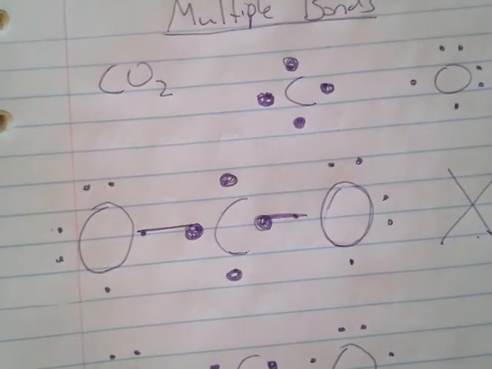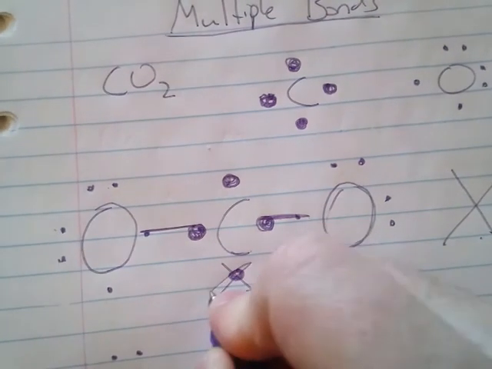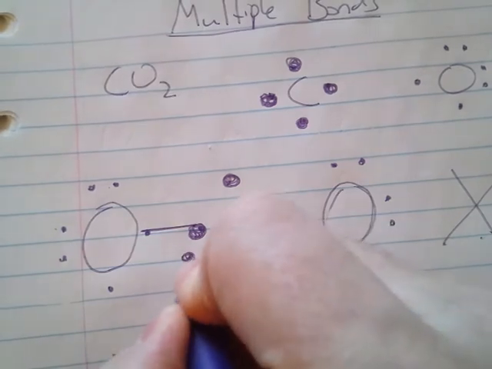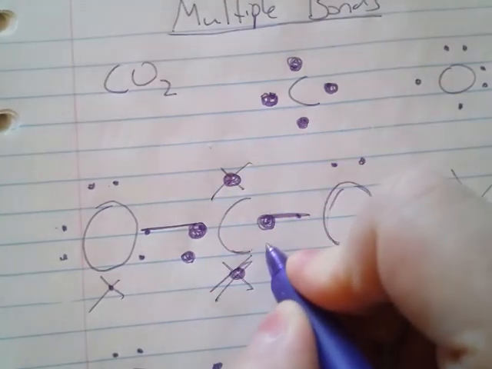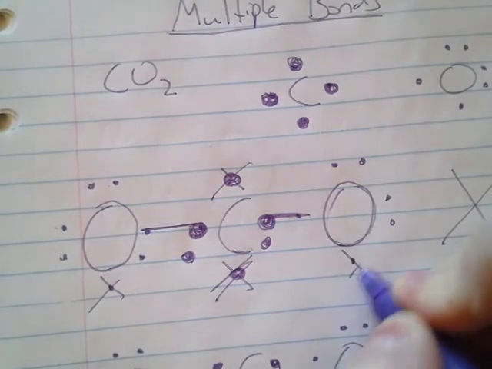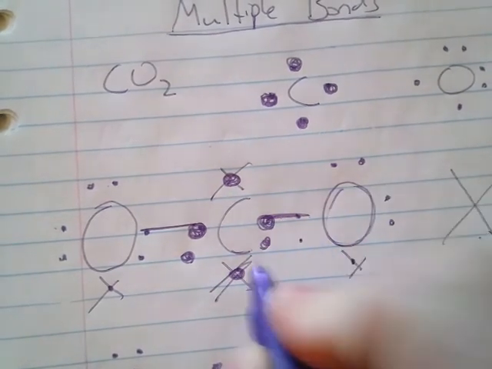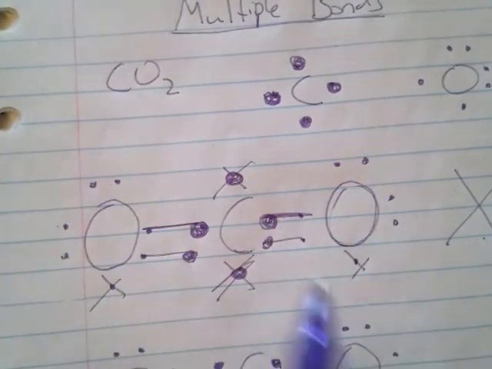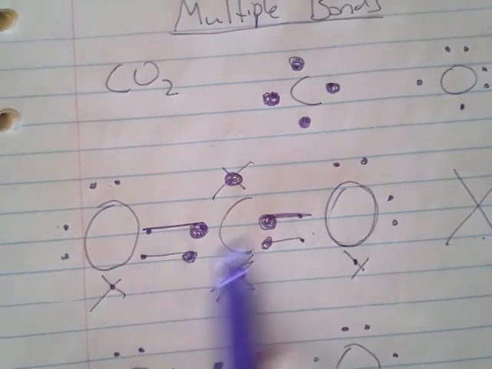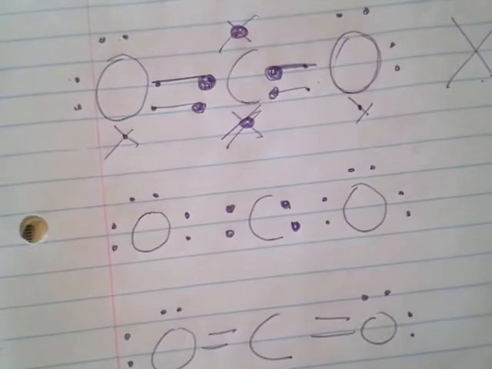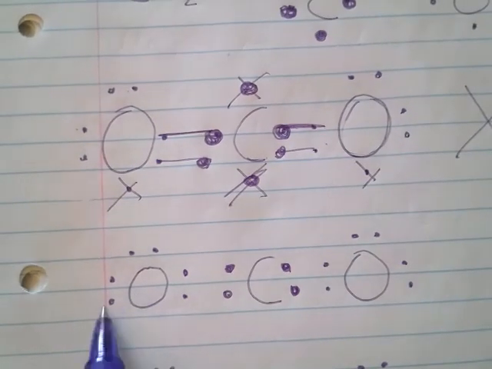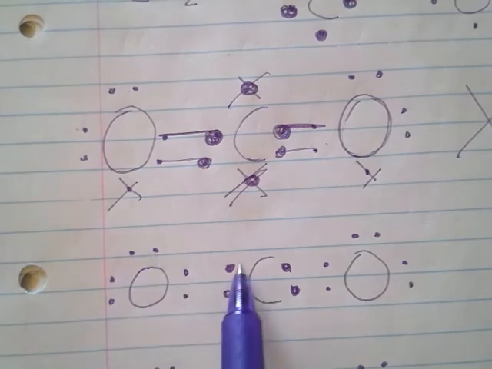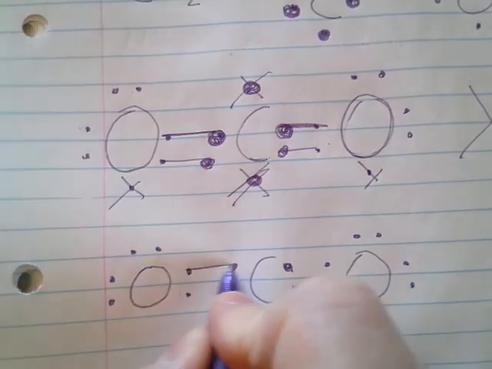But here's what I could do. What if I were to take this electron and move it to the middle, this electron and move it to the middle, this electron and move it to the middle, and this electron and move it to the middle. Well, then what I would have is 2 sets of double bonds, a double bond here and a double bond here. So let's see if that will work with the octet rule. Now this oxygen has 1, 2, 3, 4, 5, 6, 7, 8. I'll draw a line there and there.